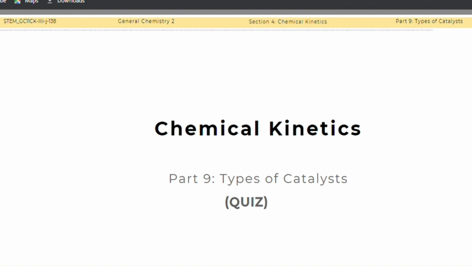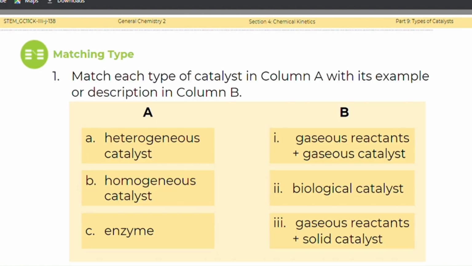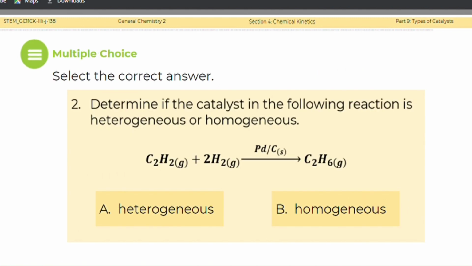Welcome to the General Chemistry 2 class. This quiz is about the types of catalysts. Let's begin. Number 1. Match each type of catalyst in column A with its example or description in column B. Number 2. Determine if the catalyst in the following reaction is heterogeneous or homogeneous.